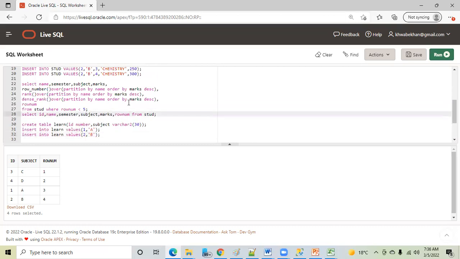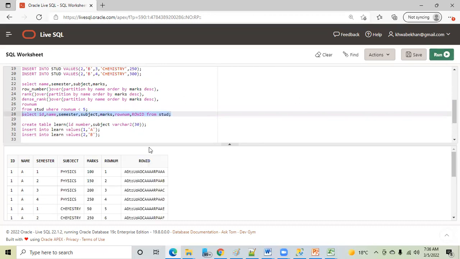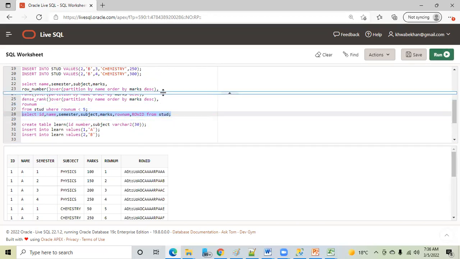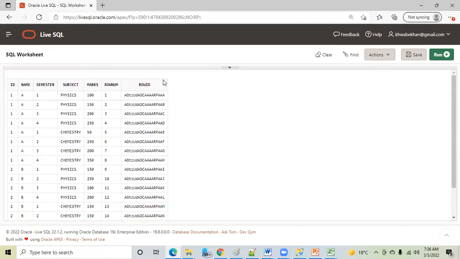Now see, you have a concept of row ID as well on this. Now what is row ID? If you see here, you have a row ID. This is some very typical number, right? So this row ID and the row number are very much related. How are they related?